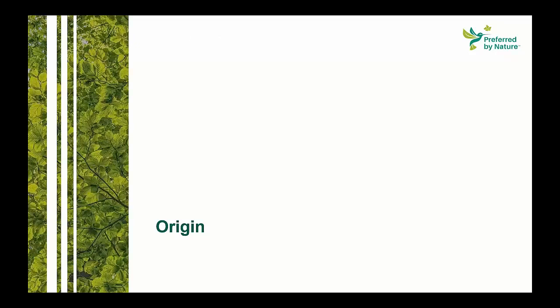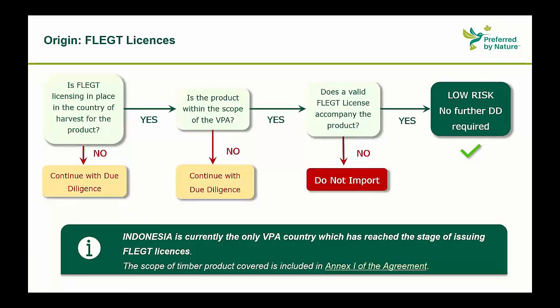Then, moving on to origin. Well, first of all, let's talk a little bit about FLEGT license. So Indonesia is currently the only VPA country which has reached the stage of issuing FLEGT licenses, right? So right now, only timber coming from Indonesia can be covered by a FLEGT license. Other countries have been in the process of negotiating a voluntary partnership agreement with the EU, but they have not reached the stage of issuing FLEGT licenses, right?